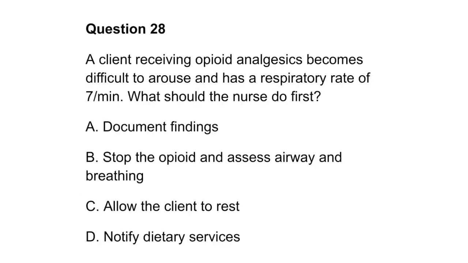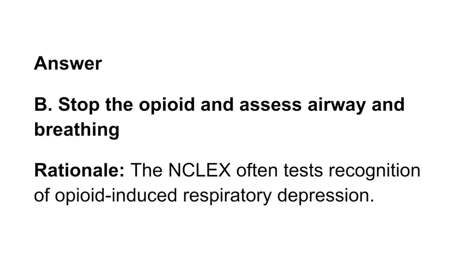Question 28. A client receiving opioid analgesics becomes difficult to arouse and has a respiratory rate of 7 per minute. What should the nurse do first? A. Document findings. B. Stop the opioid and assess airway and breathing. C. Allow the client to rest. D. Notify dietary services. Answer. B. Stop the opioid and assess airway and breathing. Rationale. The NCLEX often tests recognition of opioid-induced respiratory depression.